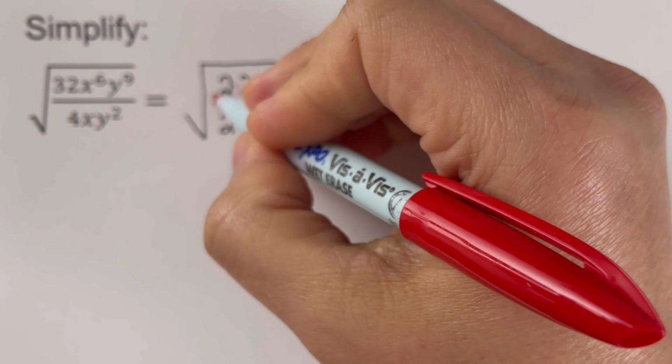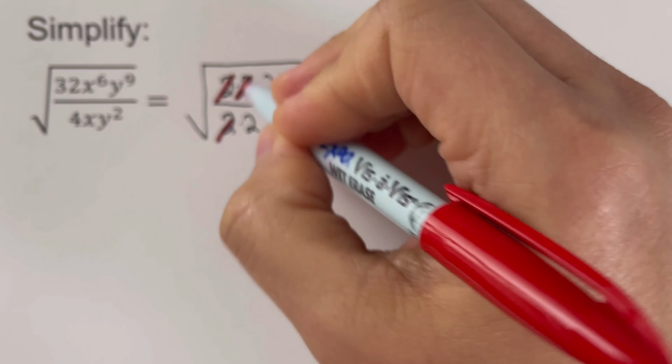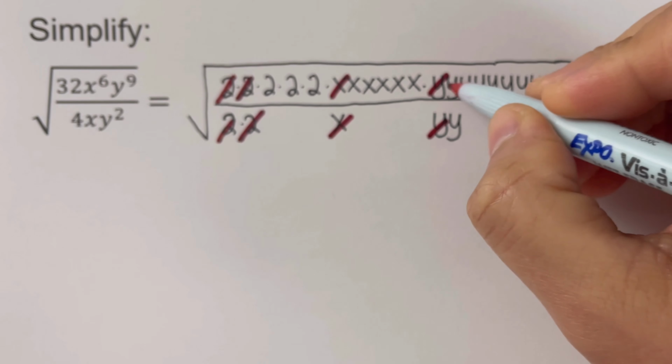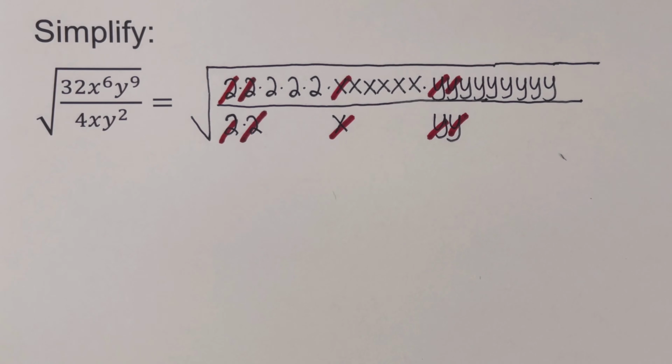So this would be 2 and 2. We can create a giant 1 from that. And then that's 2 and 2. So we also have an x, and we also have a y and y. So I go ahead and write the leftover.